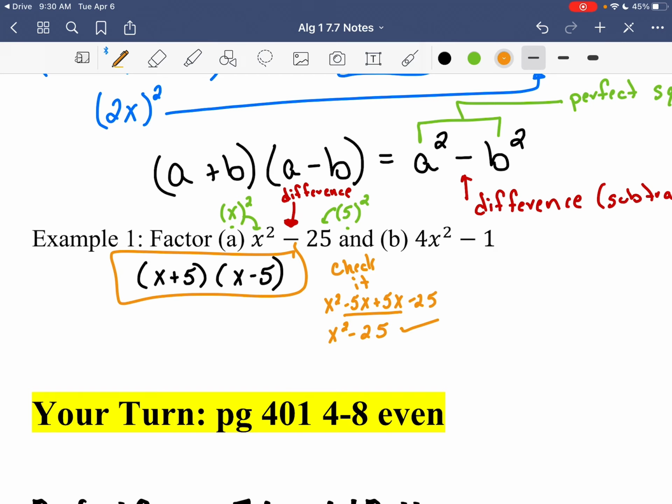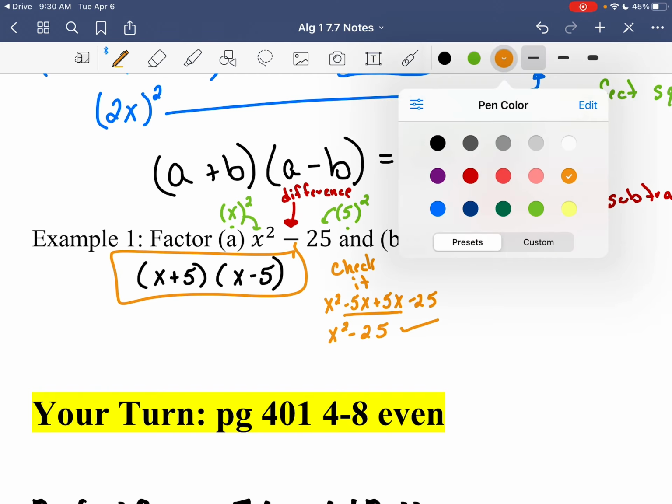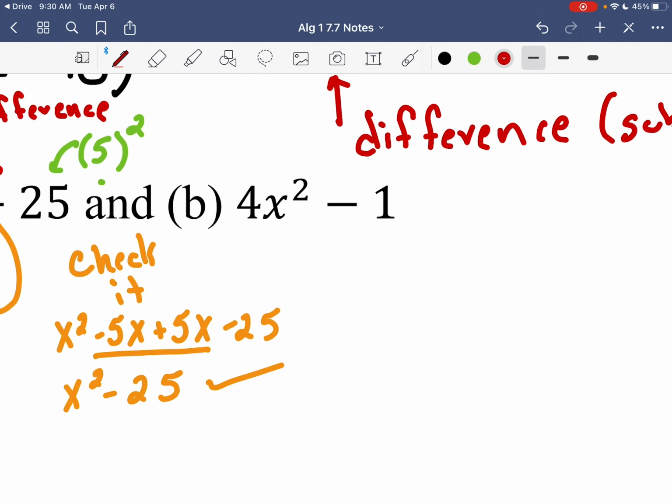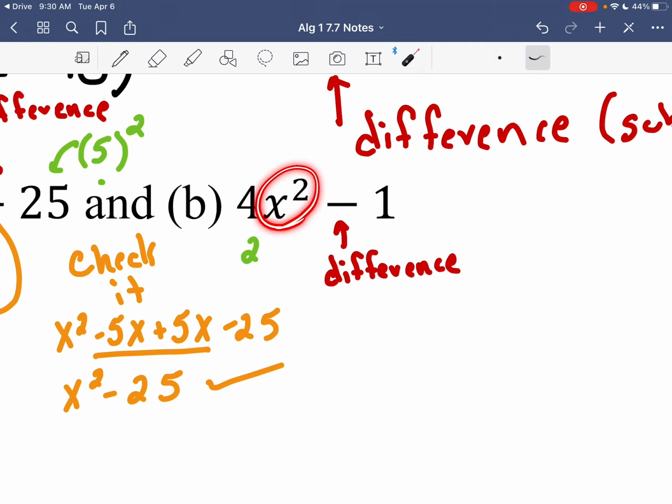Okay. Next one. Again, we're looking for, is it a difference? 4x squared minus 1. Yep, we've got a difference right there. Are these squares? Sure. 4 is the square of 2, x squared is the square of x, and 1 is the square of 1.